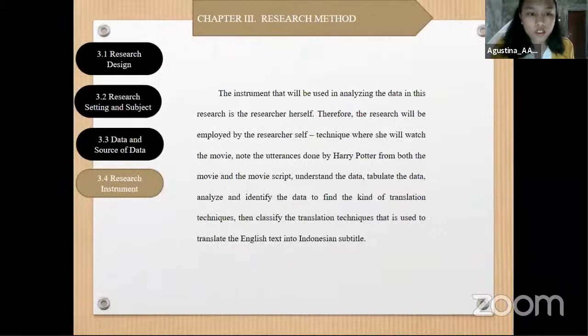Research instrument. The instrument that will be used in analyzing the data in this research is the researcher herself, where she will watch the movie, note the utterances done by Harry Potter from both the movie and the movie script, understand the data, tabulate the data, analyze and identify the data to find the kind of translation technique, then classify the translation technique that is used to translate the English text into Indonesian subtitle.